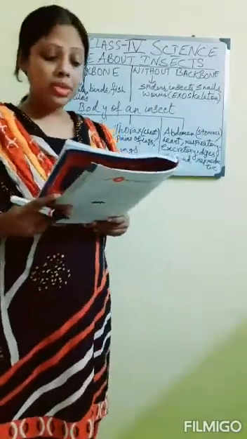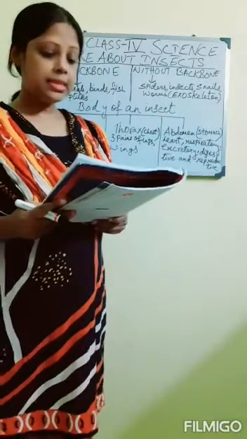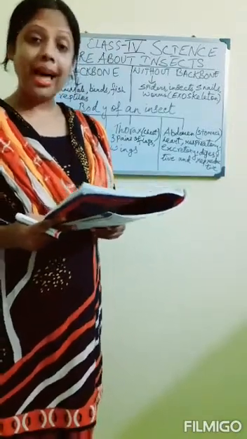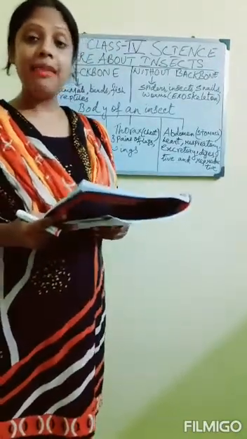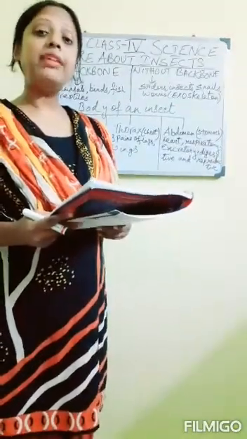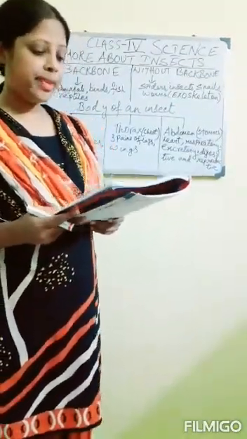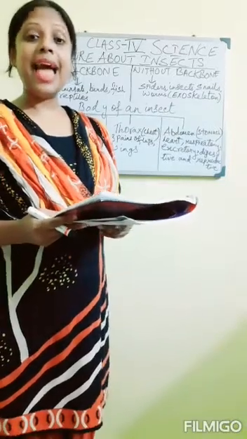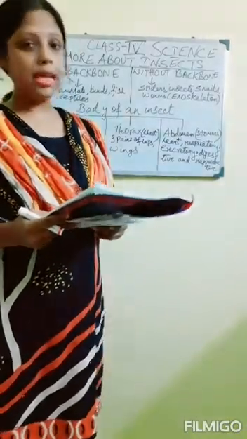Now, most insects have 2 pairs of wings, but a few like flies. How many pairs of wings do they have? They have only 1 pair of wings. And some insects like ants do not have any wings.